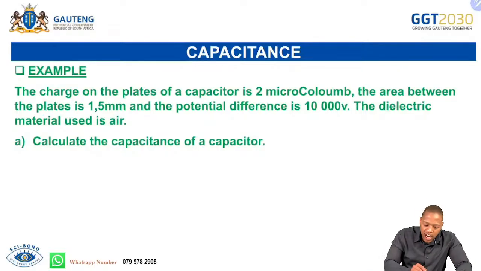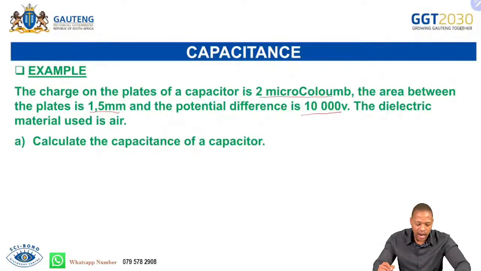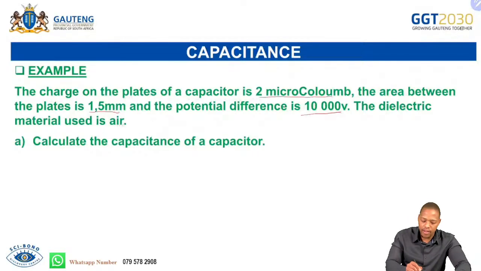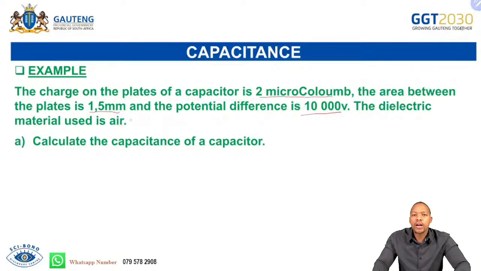Right? The charge on the plates of a capacitor is 2 microcoulombs. The area between the plate is 1.5 millimeters and the potential difference is 10,000 volts. The dielectric material used is air. If that is the case, then it means that my relative permittivity is 1. Calculate the capacitance. Okay, so you have to check what you are given there.